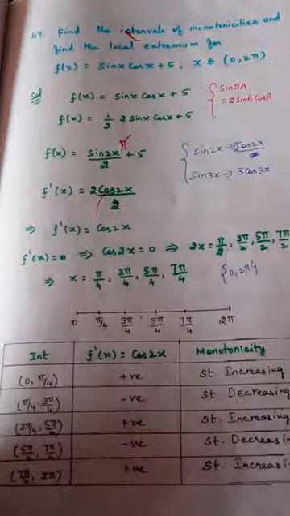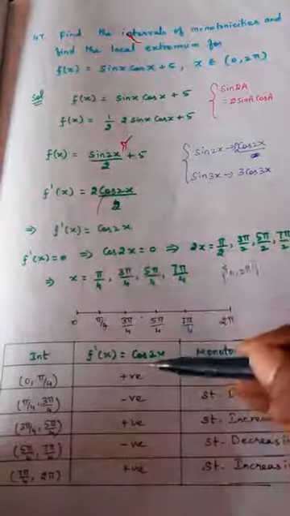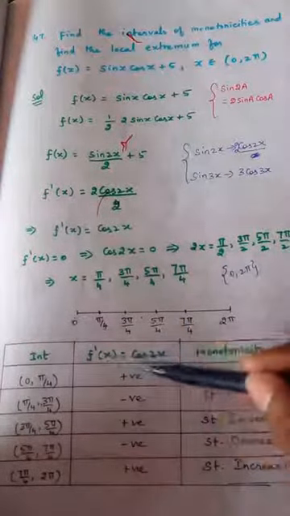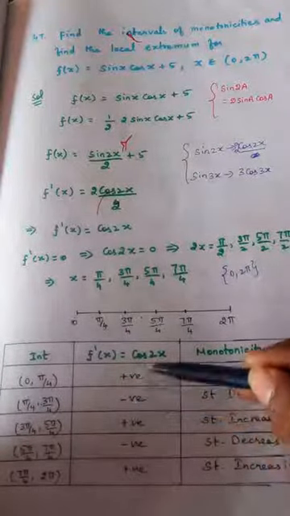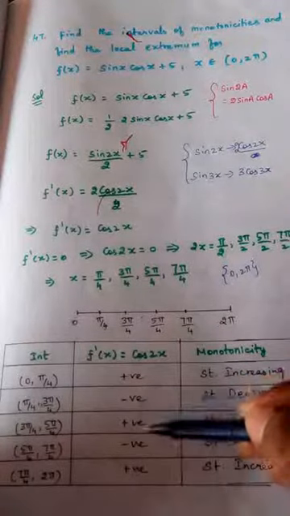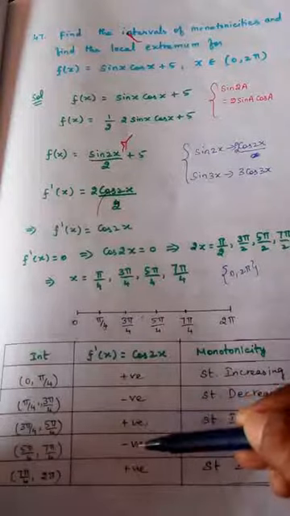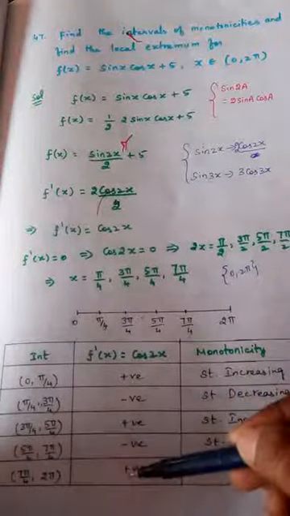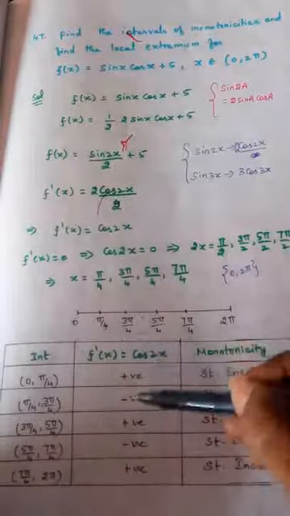Next, what we have to find? Local extremum. Now you just see this. The function f dash of x changes from positive to negative. So what is the meaning? Positive to negative means local maximum. Negative to positive, local minimum. Positive to negative, local maximum. Negative to positive, local minimum. So like that. Positive to negative, local maximum.